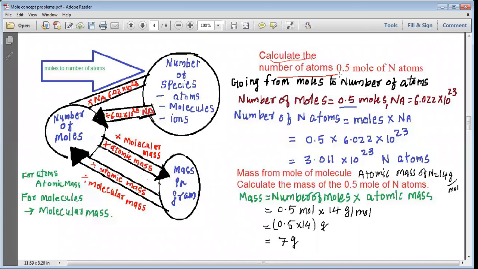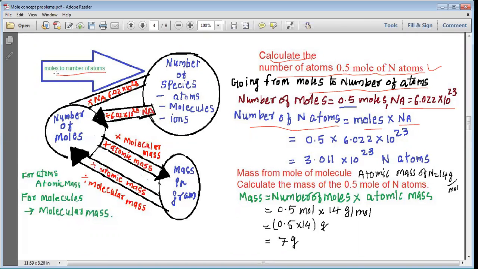Now let's move and understand the next question. Calculate the number of atoms in 0.5 mole of N atoms. So here, instead of the molecules, my dear students, we are given the number of atoms. So going from moles to the number of atoms, the number of moles is 0.5. The Avogadro number is given as Na, that is 6.022 into 10 to the power 23. Number of N atoms is equal to moles multiplied by Na.